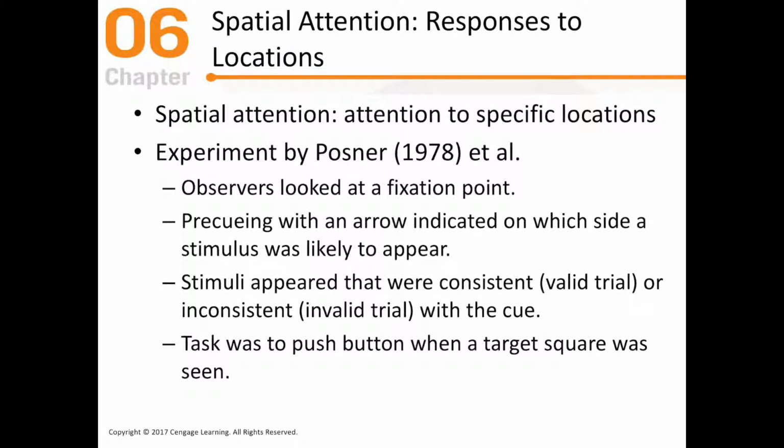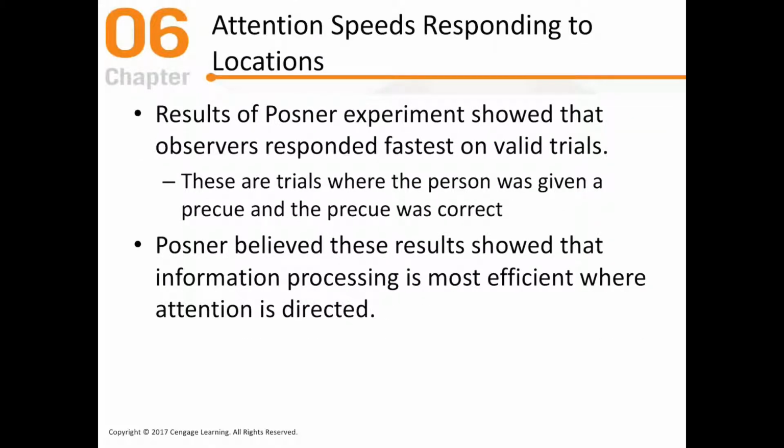The idea is that whenever you see the square, or the stimulus, show up, you're supposed to push the button when you see it. Now, what Posner found in this experiment was that, of course, people responded fastest on those valid or consistent trials. When a person was given a pre-cue that the stimulus is going to be on the right side, they were much faster at pressing the button when they actually saw it on the right side. And so Posner said, well, this demonstrates that when you direct attention, we're even faster at identifying things.